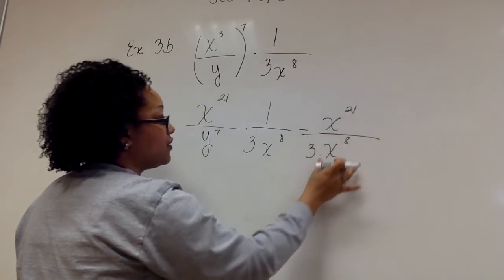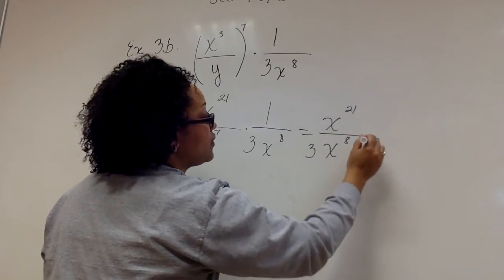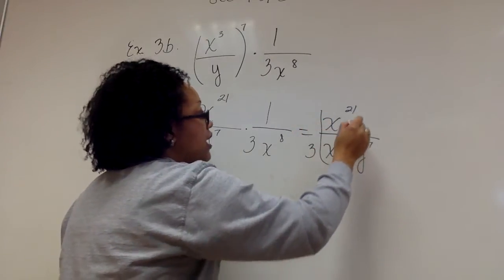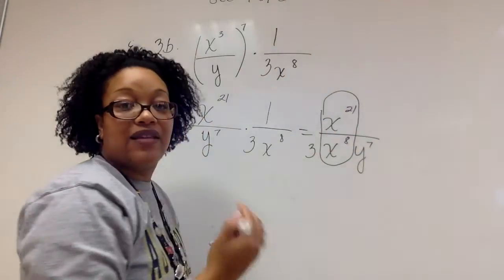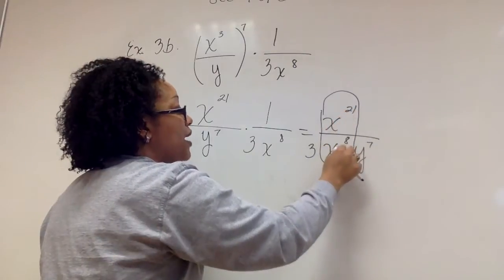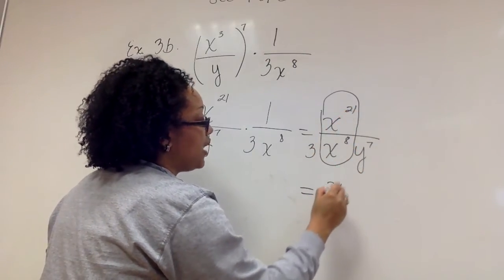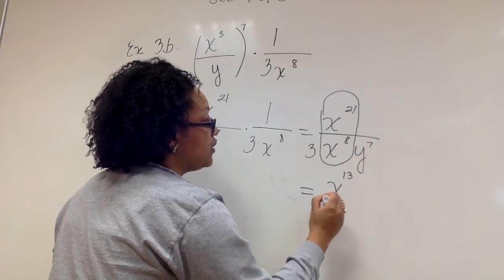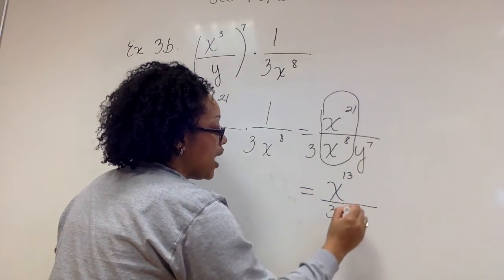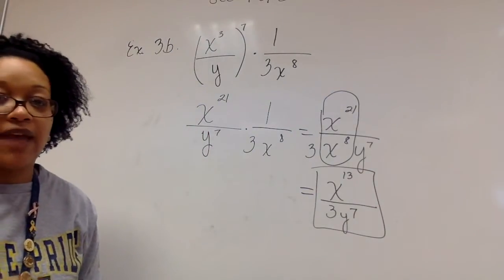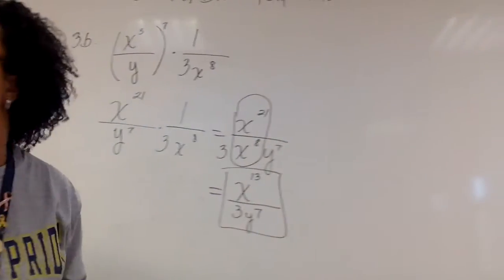I'm going to put the x's right under each other, times y to the 7th. I've got like bases right here, and since I'm dividing these like bases, I'm going to subtract. 21 minus 8 is 13. So that becomes x to the 13th divided by 3y to the 7th. And then you box your answers. One more problem.